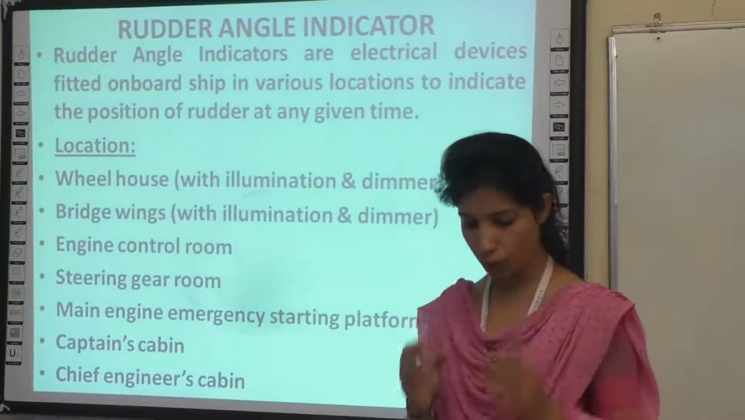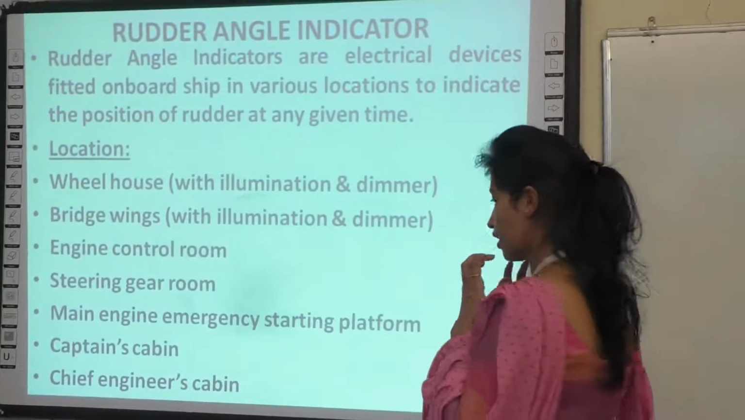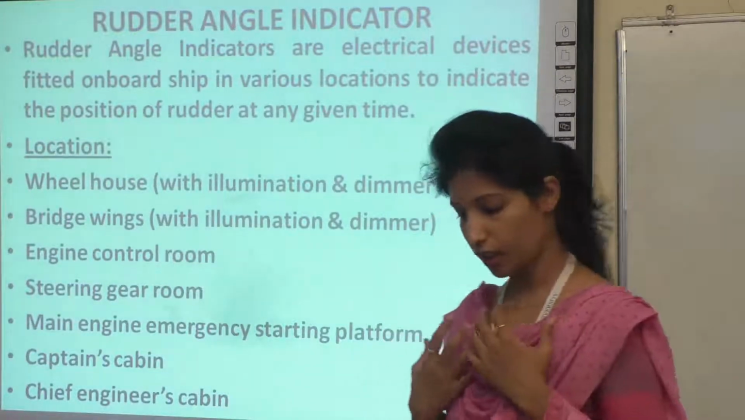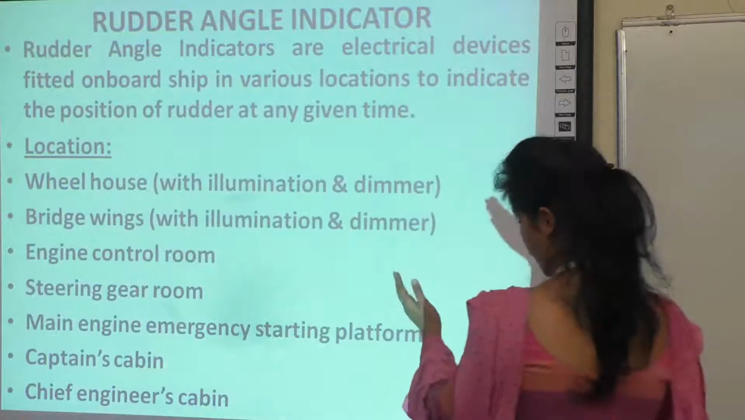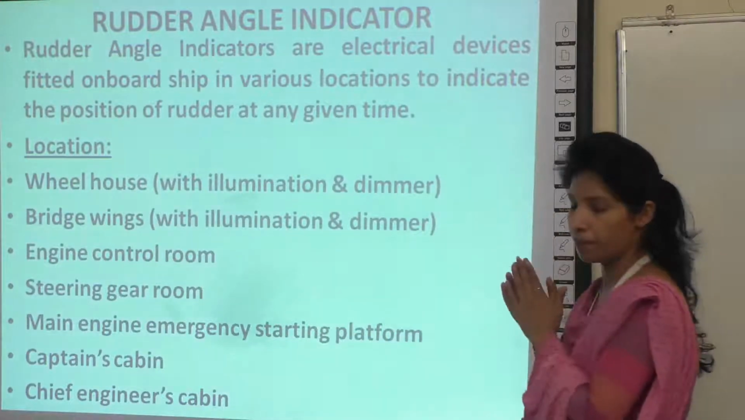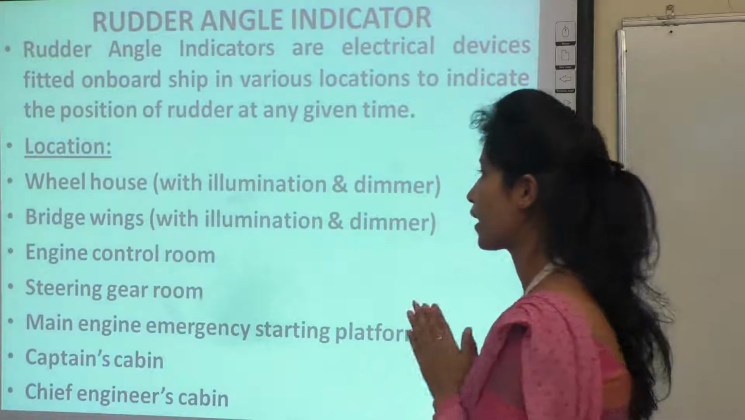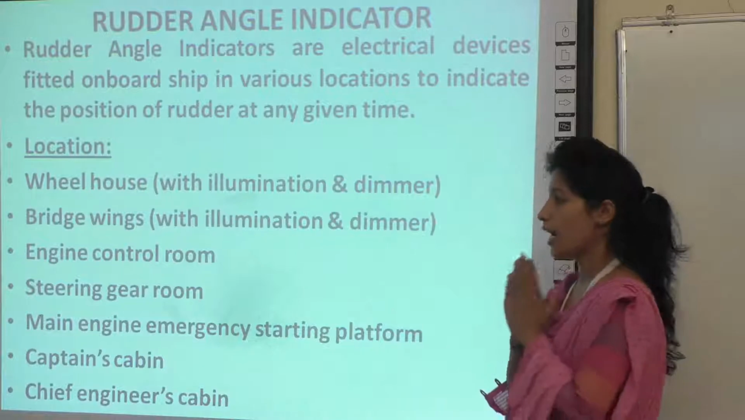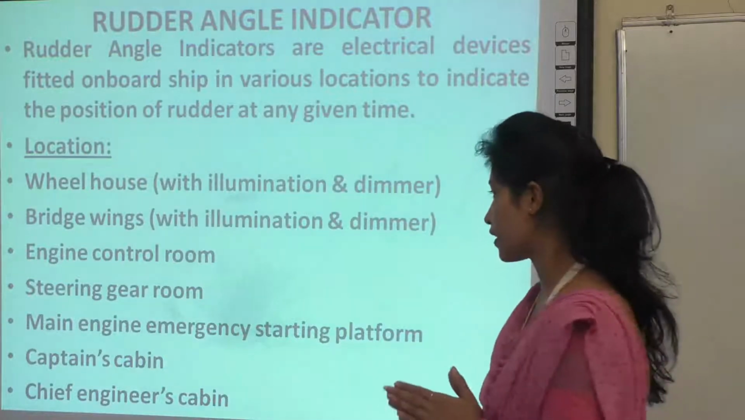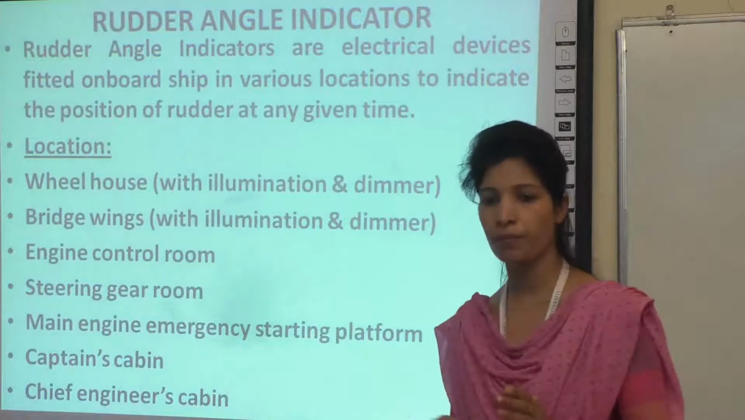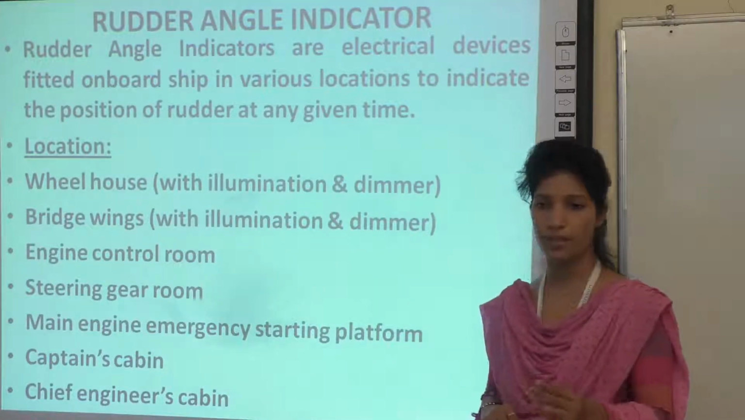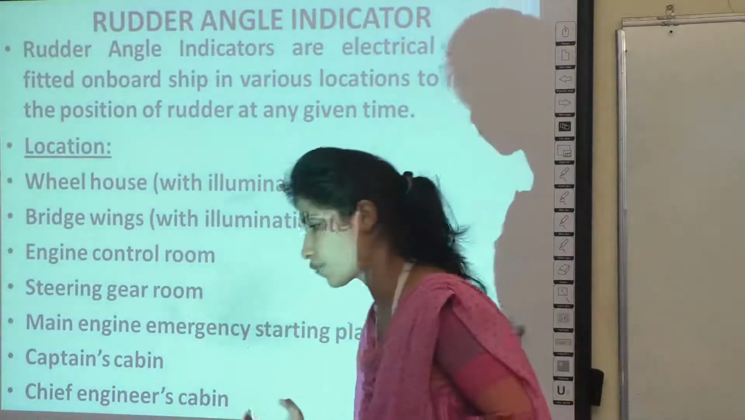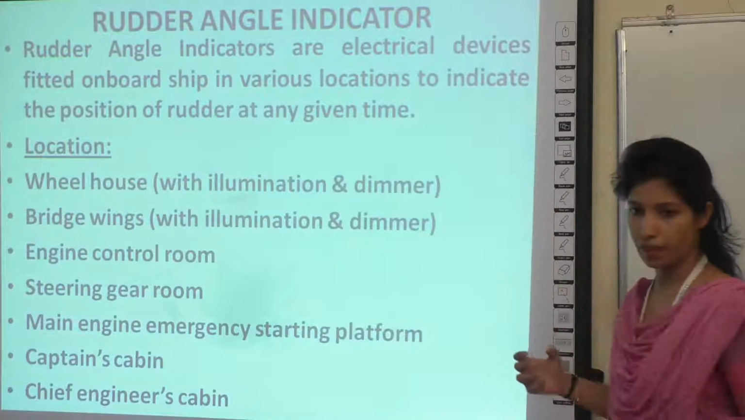The rudder indicator is used to indicate the location of the rudder at any given time. Where can we locate this rudder indicator? Here we can see the wheelhouse with illumination and dimmer, the bridge wings with illumination and dimmer, the engine control room, the steering gear system, the main engine emergency starting platform, and the captain's and chief engineer's cabins. We can also use this rudder angle indicator to find out the position of the rudder at any given time.